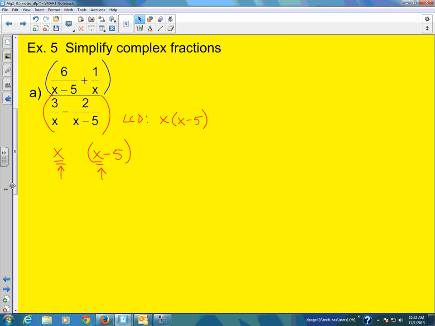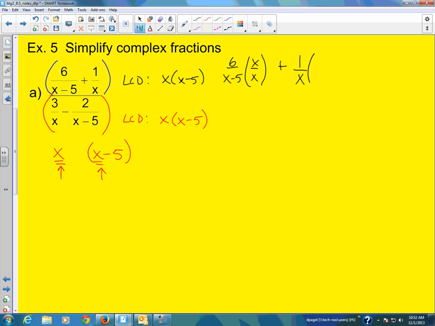And it's the same situation for the LCD in the numerator. It also has an x and an x minus 5. Now this is just coincidental. It doesn't always work out this way where they're the same thing. Okay, so we go and work the numerator. We have 6 over x minus 5, and we multiply by the missing part of the denominator, which is an x. And then we have 1 over x. We multiply it by the missing part of our denominator, which is an x minus 5.